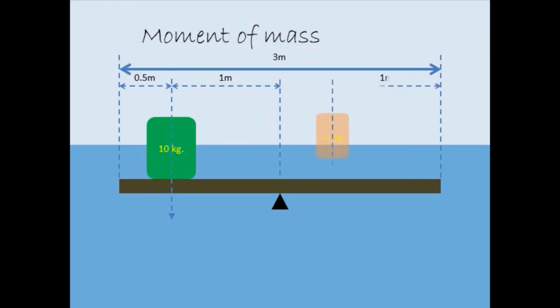A second load, having a mass of 30 kilograms, placed at a distance of 1 meter from the other end of the plank. Its distance from the center of the plank is 0.5 meter.